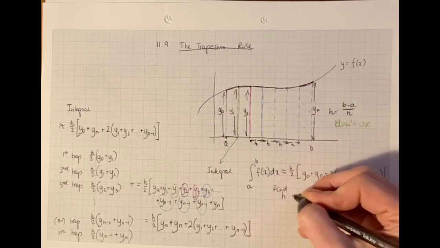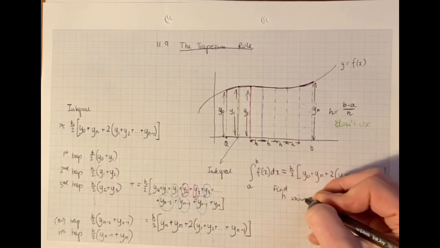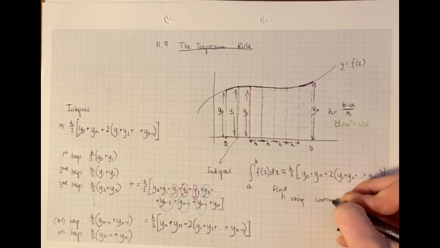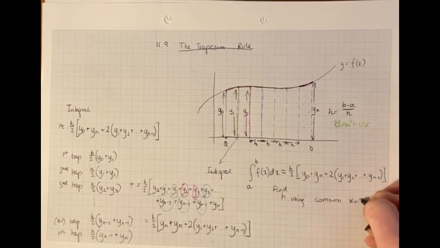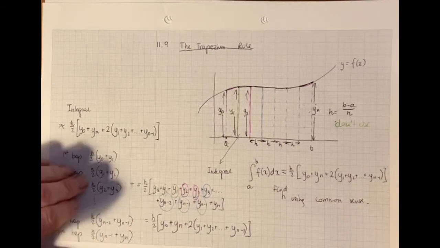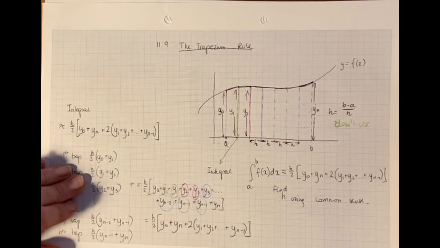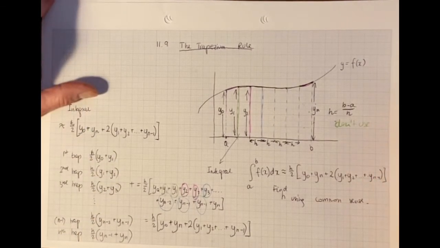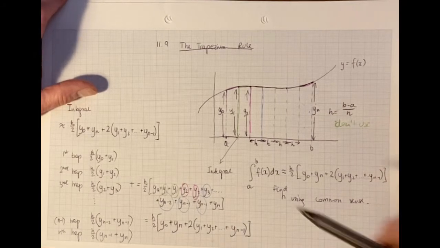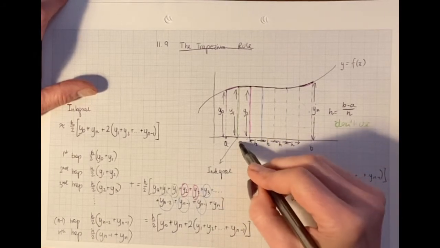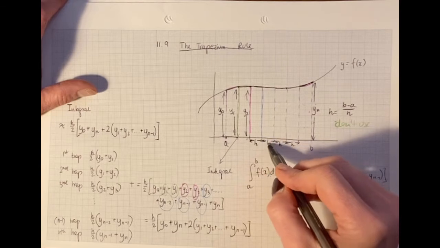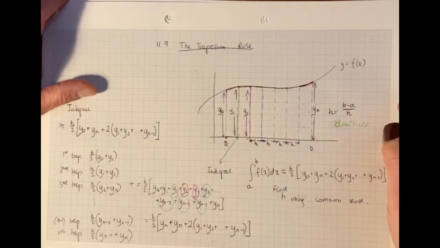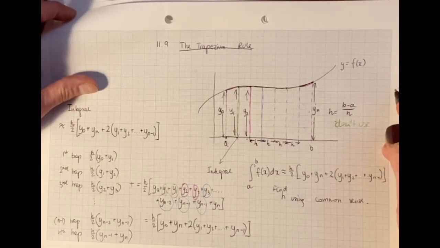Find h using common sense. So even doing things like drawing a number line, or most often just looking at the table of values and seeing what is the jump between the values of x, and that will give you that h value. So the jump between x's in the table of values is what your h is equal to.